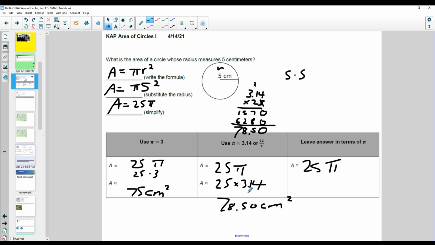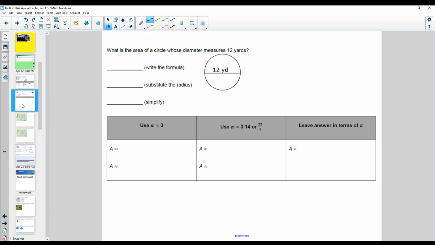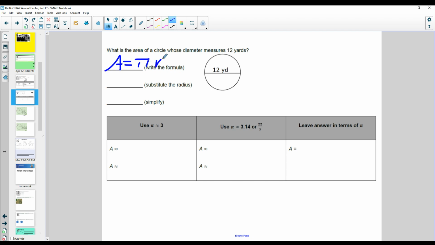So the 75 is an estimate, and this is a more accurate answer. Let's try one more in case you still don't understand what we just did. Area is pi r squared. This is a diameter, but to do the area, you've got to know the radius. So the radius must be 6. So replace the radius with 6 squared. How do you say 6 squared as multiplication? 6 repeats twice. 6 times 6 is 36. So it is 36 pi.